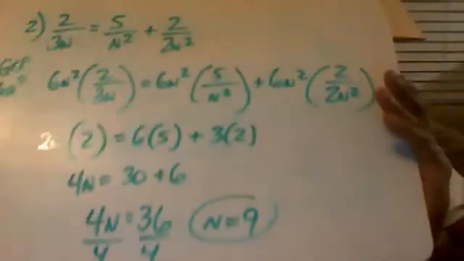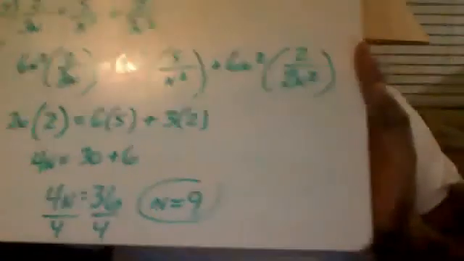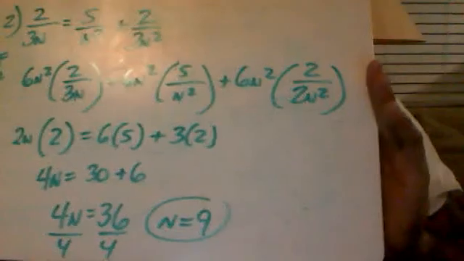Alright, showing my work, the answer should be n equals 9. Thirty plus 6 equals 36. Divide 36 by 4 and you get 9. Alright, now let's just talk about this.